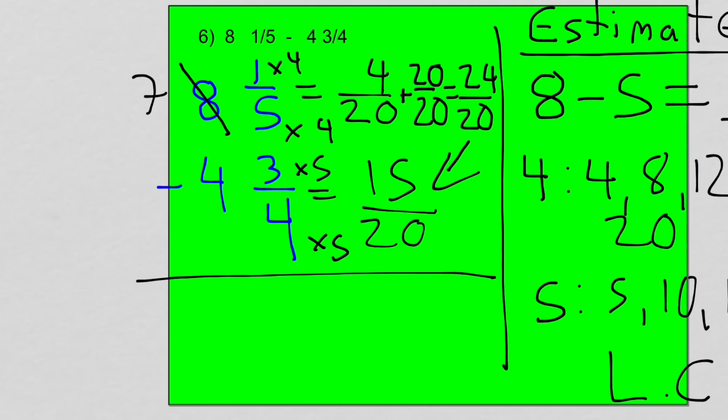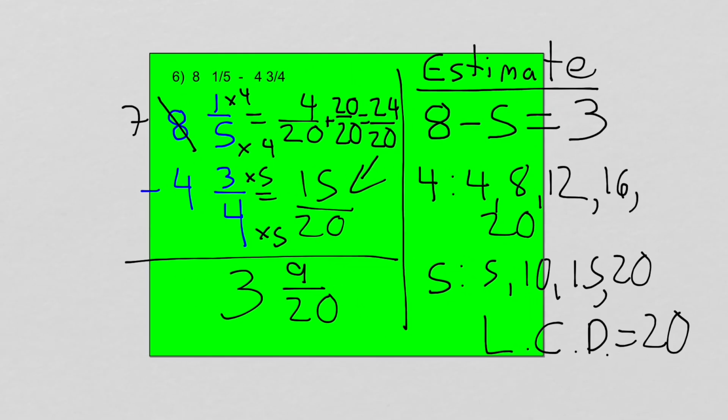7 minus 4 is 3. 24 minus 15 is 9 over 20. And that is very close to the estimate of 3. So the estimating helps you calculate your answer or judge whether your answer is reasonable.